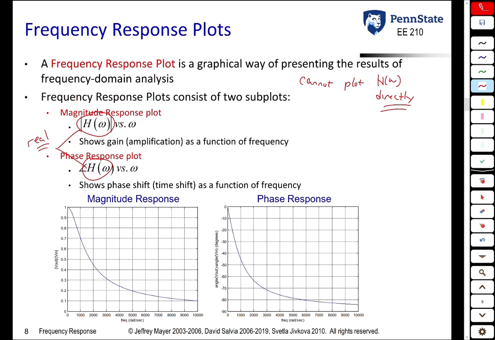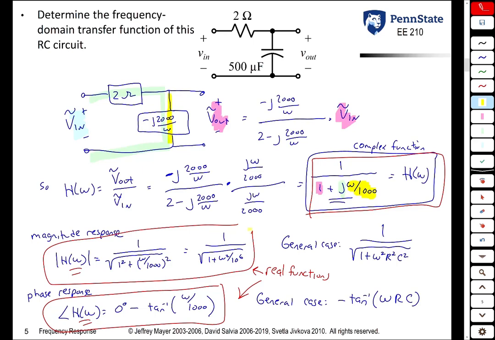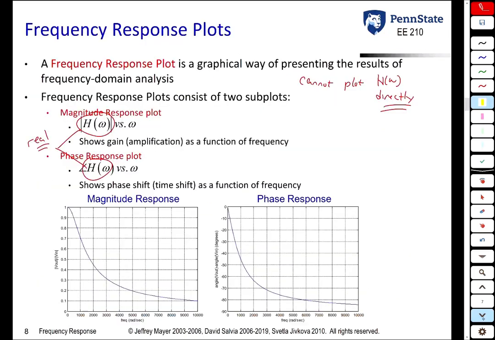What the magnitude response plot gives us is the gain or the amplification as a function of frequency. And the phase response plot shows us the phase shift, which is related to a time shift, as a function of frequency. So if you took our functions from a couple pages ago, if you took this function here and plotted it versus omega, and then if you took this function here and plotted it versus omega, you would get these two plots here.